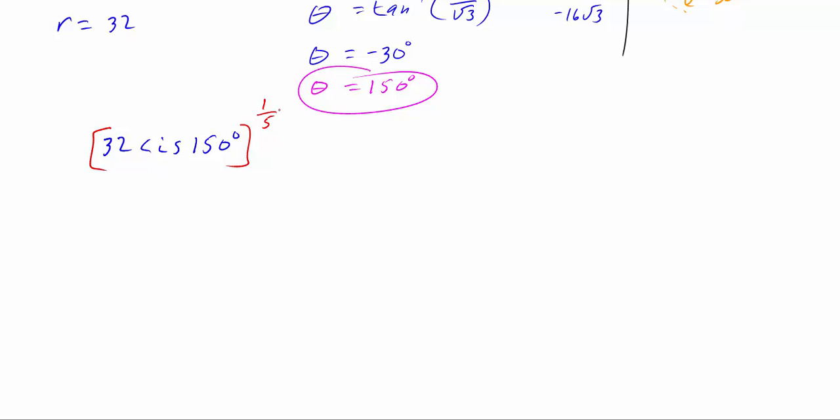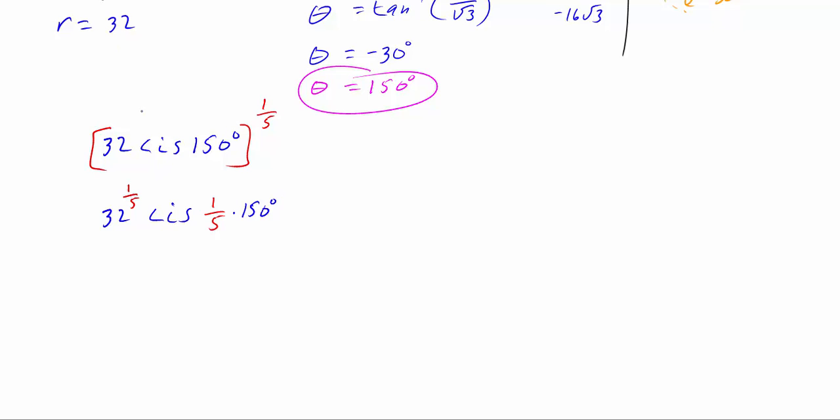And then once again, we can use De Moivre's theorem to actually calculate the first root. So that means we're going to simply take the 32 and raise that to the 1/5 power. And then we would take the cis and multiply the angle 150 by the 1/5.